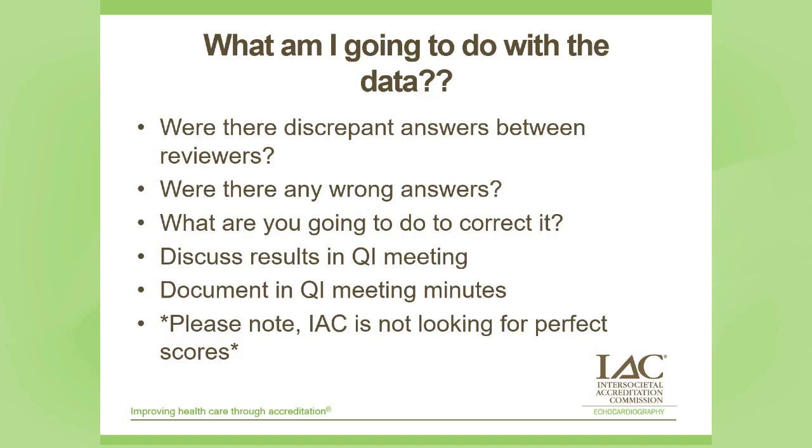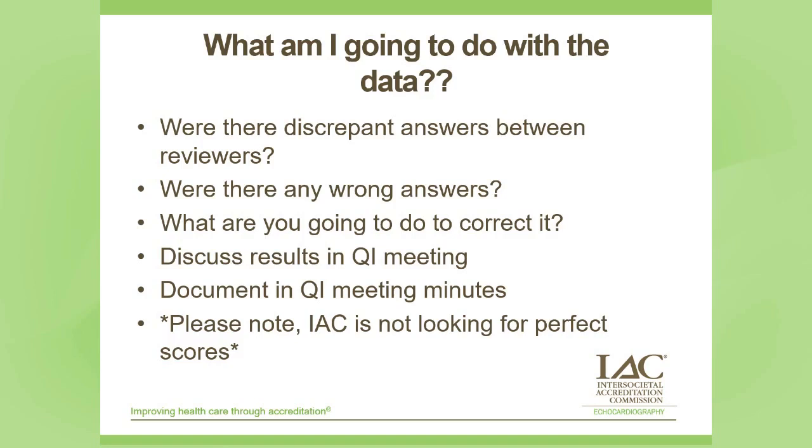If you had a wrong answer, someone said that the views were foreshortened, but the other two people said that they weren't. So maybe the medical director needs to discuss that with the person who identified them as being foreshortened. What are you going to do to correct it? Is it education? Is it maybe you need something in your PAC system updated to pull numbers over from your machine to your reporting system?